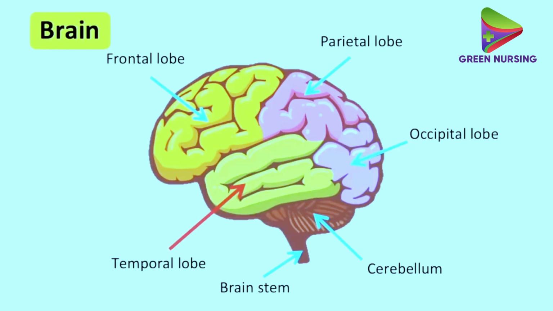The temporal lobes are at the level of the ears. They're responsible for processing auditory information, visual memory, verbal memory, and language comprehension. They're also involved in recognizing and understanding reactions and emotions of others.